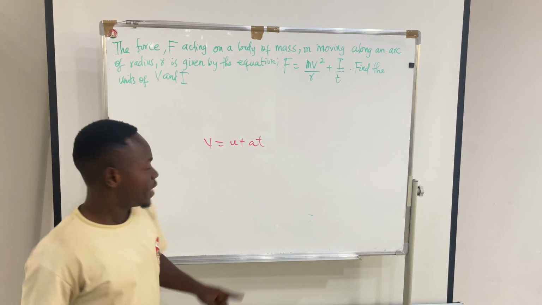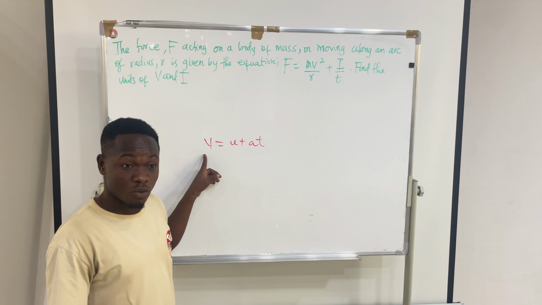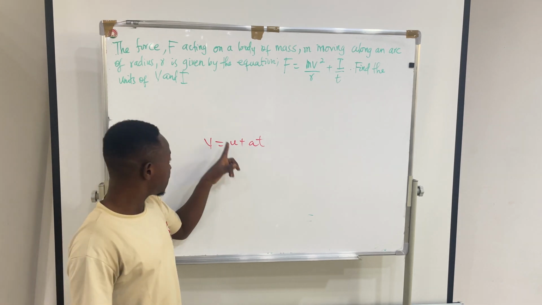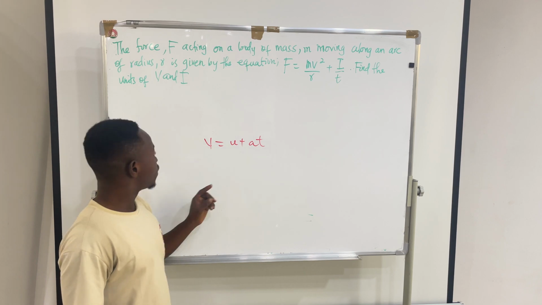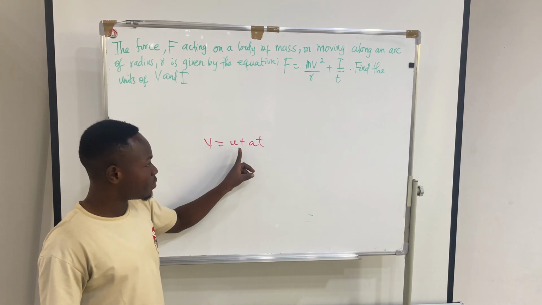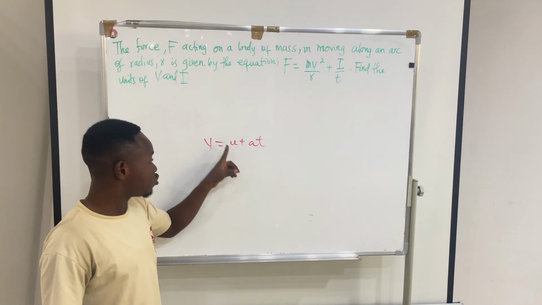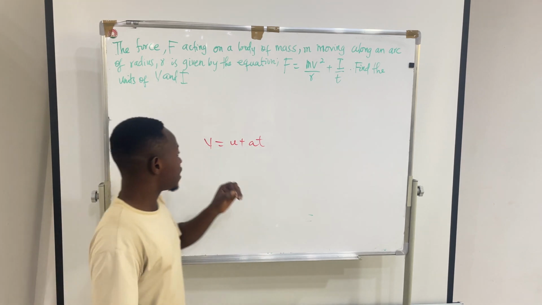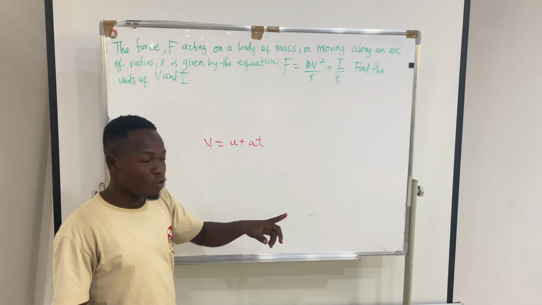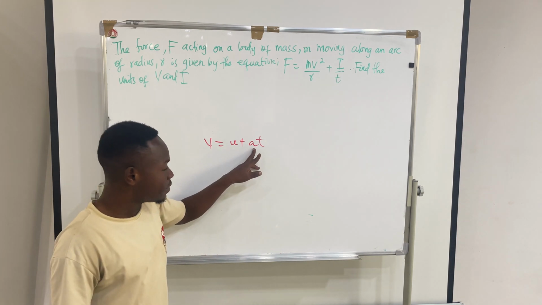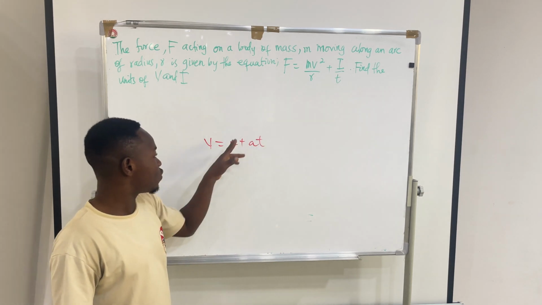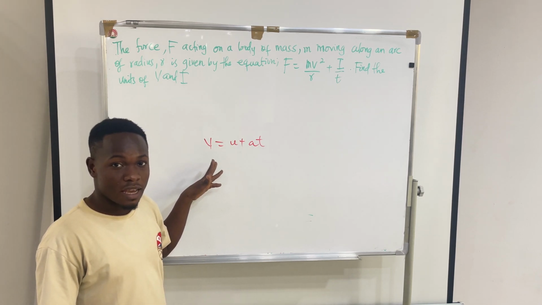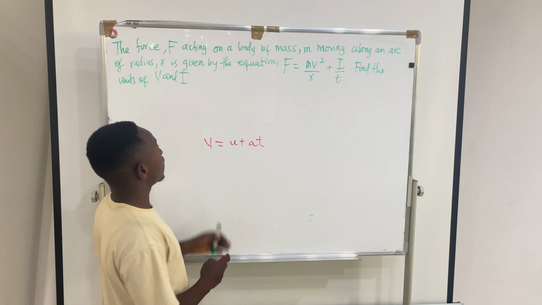There is another one. If this equation is correct, in dimensional analysis, the dimension of each term should be equal. So the dimension of this term should be equal to the dimension of this term, and that should be equal to the dimensions of this term. What that also means is that the unit of each term should be equal. So the unit of a times t should be equal to the unit of u, and that should be equal to the unit of v. Is that okay? And that is what we are going to use to solve this question.